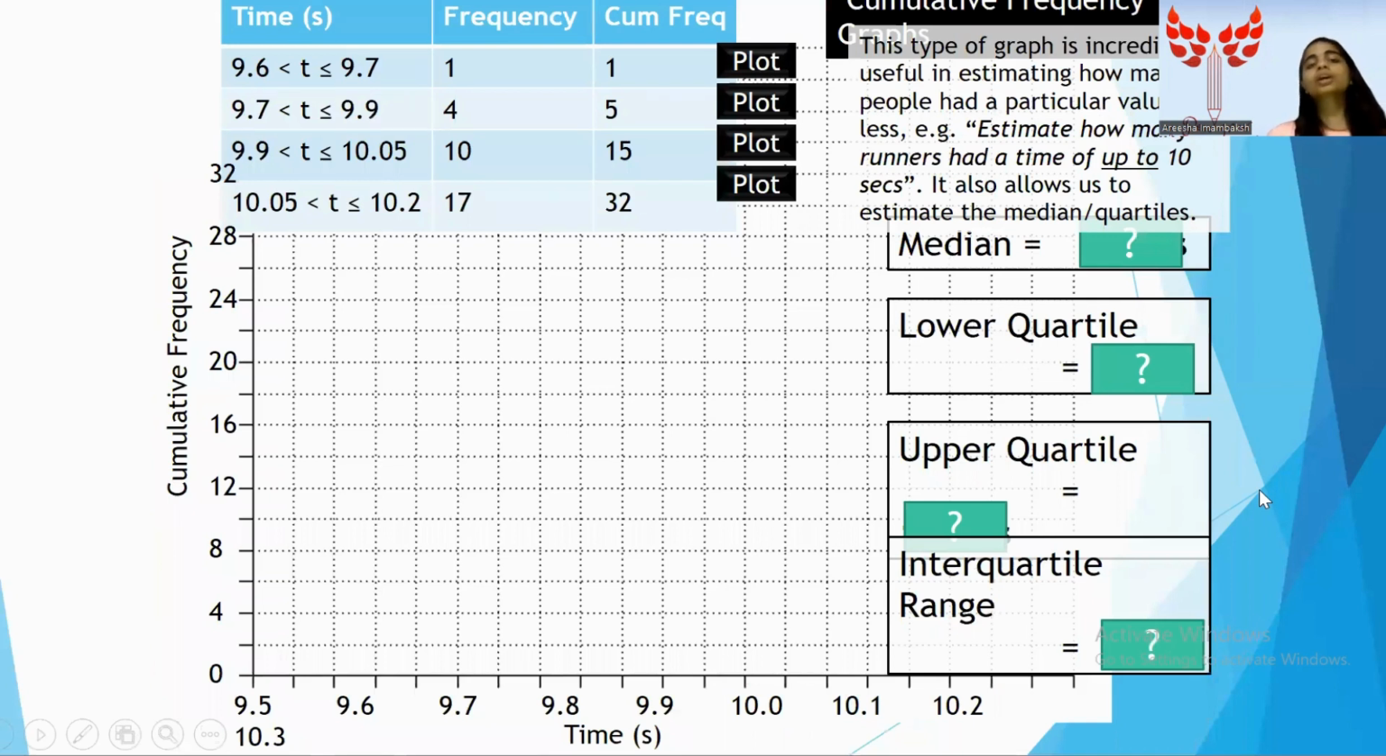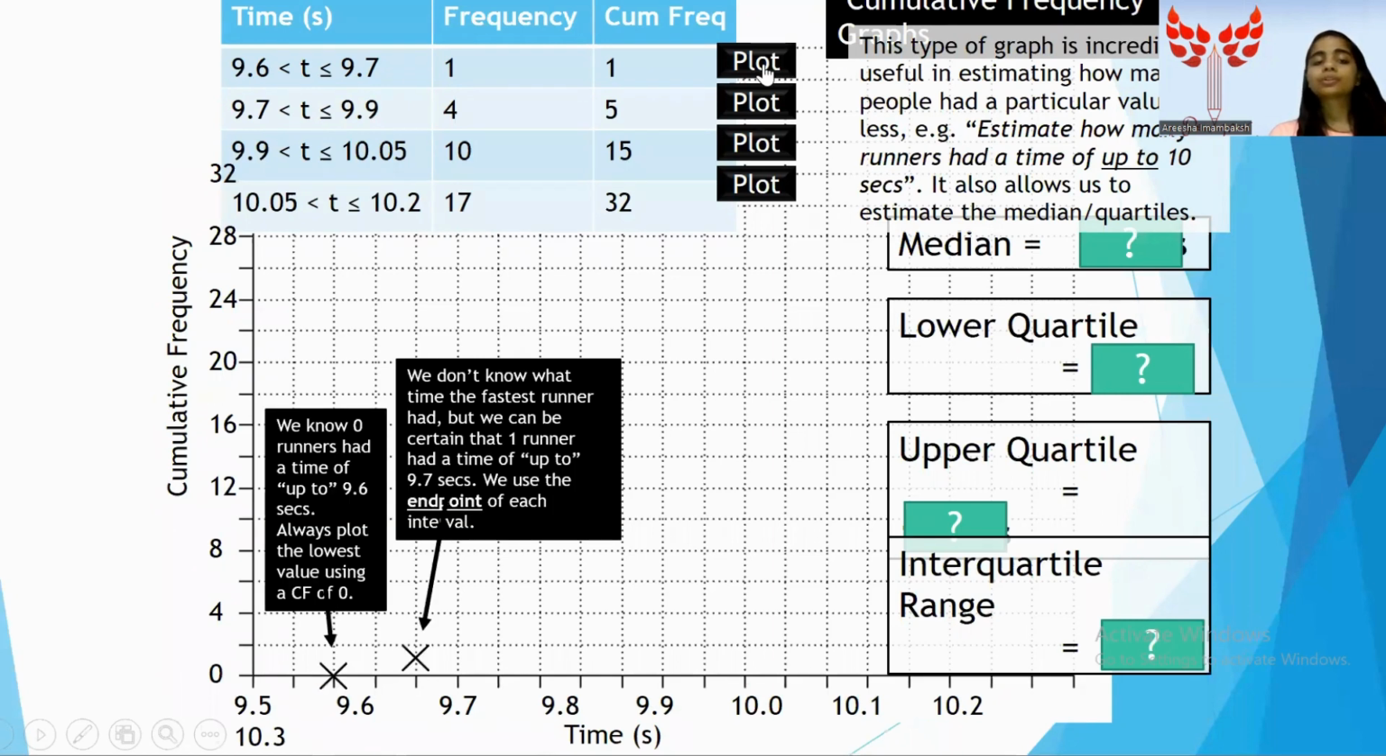Okay. Now here we have the cumulative frequencies. How do we plot them? Very simple. Your timings are on the lower bar: 9.6, 9.7, 9.9. So at 9.7, you're going to plot 1, right? Then at 9.9, you plot.